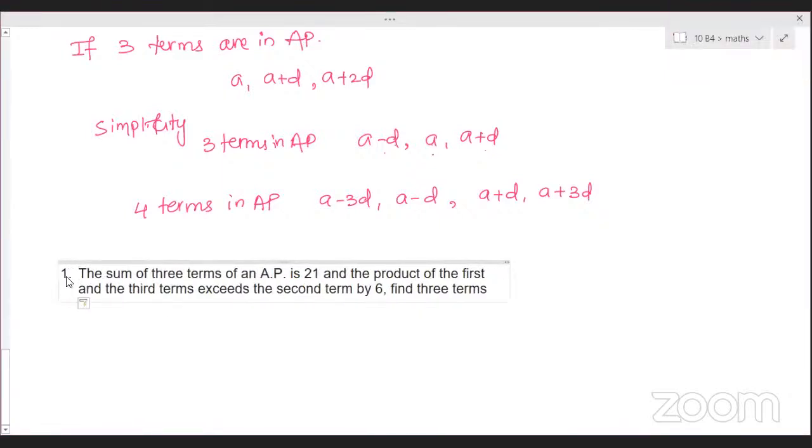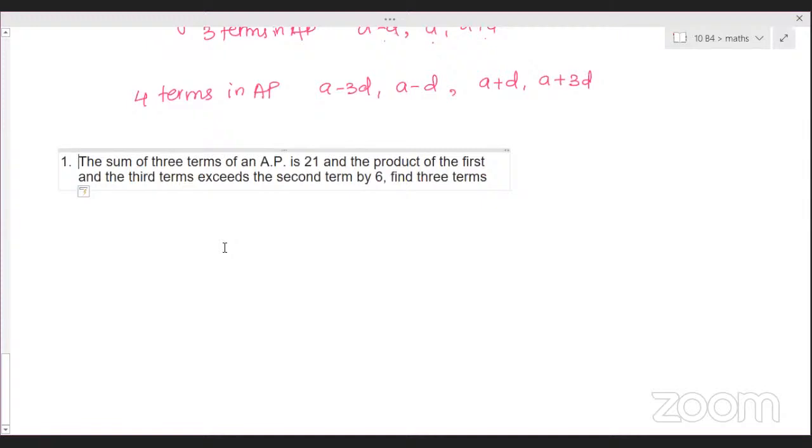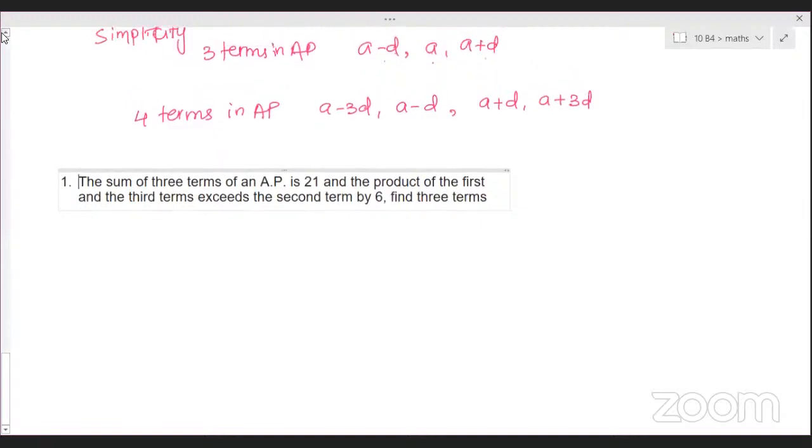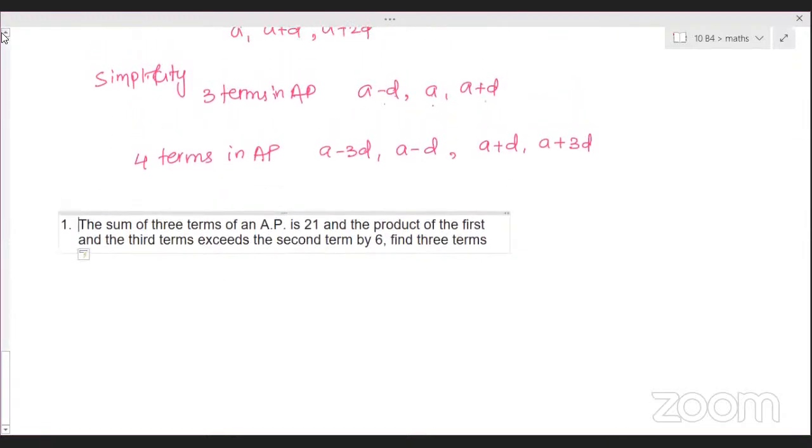This is the first question. Has everyone written these 3 terms in AP? Write fast. Make a box for this and remember.